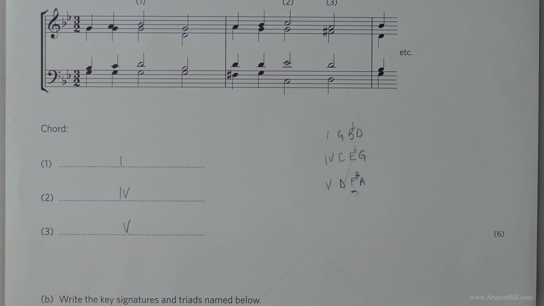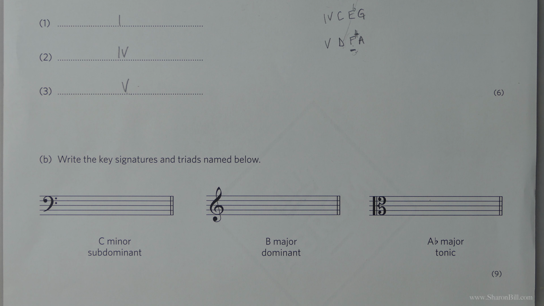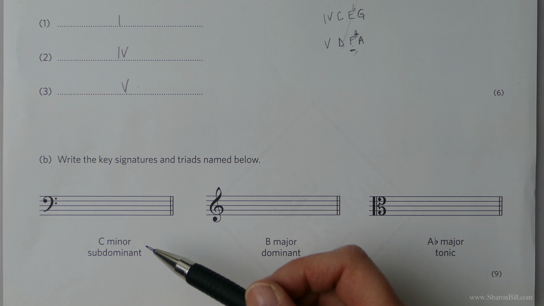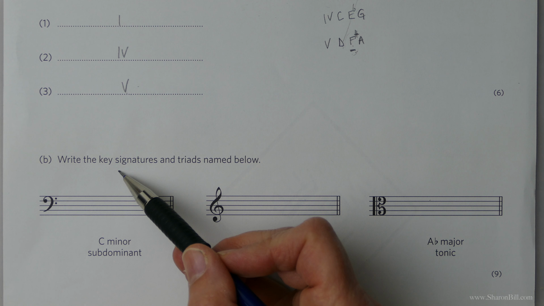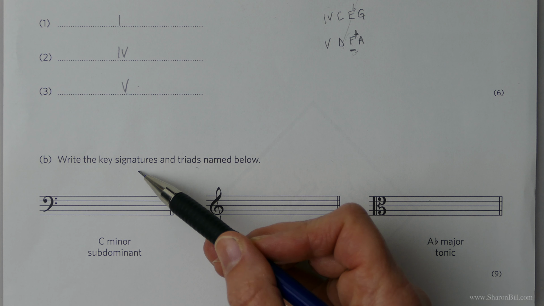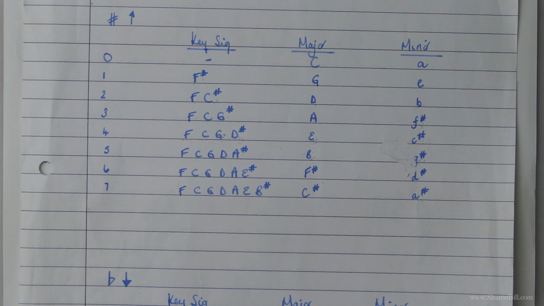So then, let's move on to the next question. And so, we've got the same job to do here, but we've just got to do a little bit more work as well. We need to first of all write the key signatures, and then we need to write the triads, not recognise them.